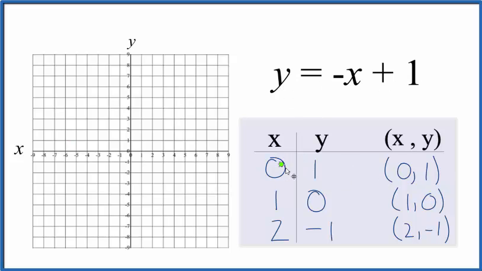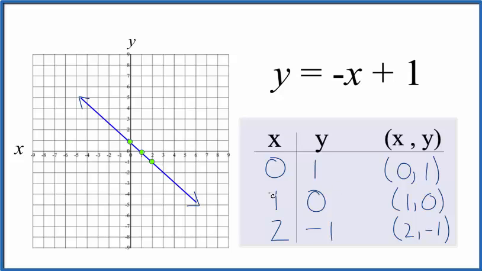So we go to 0 for x, y is 1. Then 1 for x, y is 0. And we could stop at 2 points because we could draw our line, but I'd like to have a third point in case I made a mistake here. And we have x is 2, y is negative 1. So let's put a line through this. Then we could put arrows to show it goes to infinity. And this is the graph for y equals negative x plus 1.